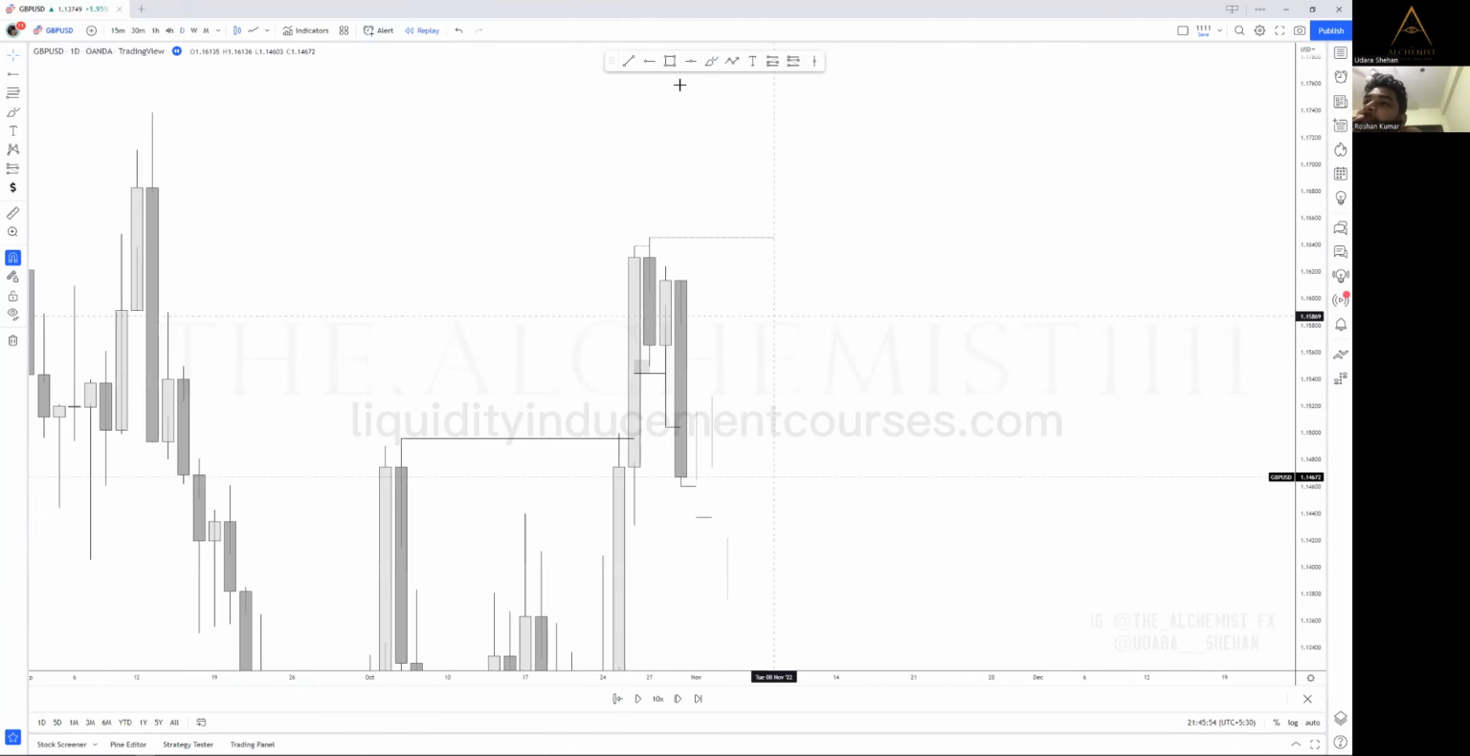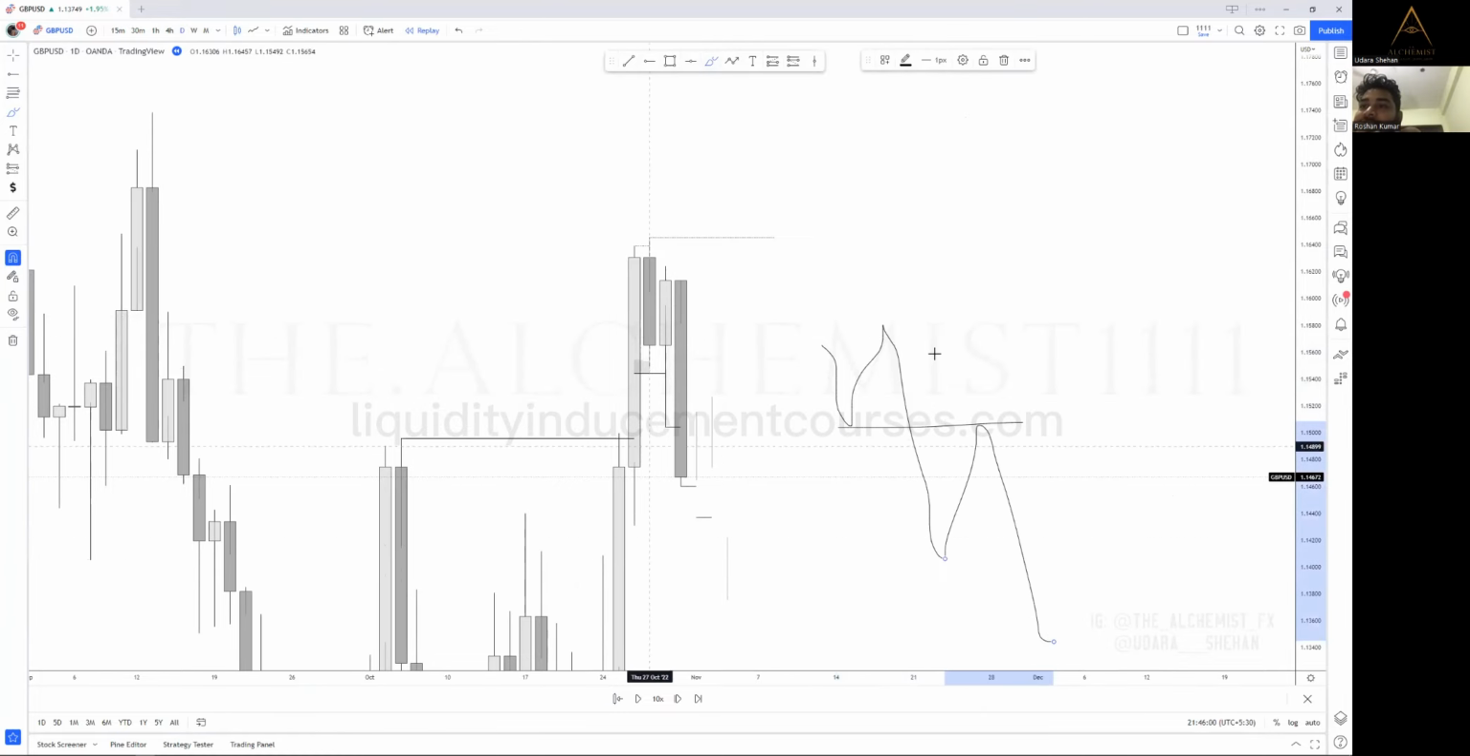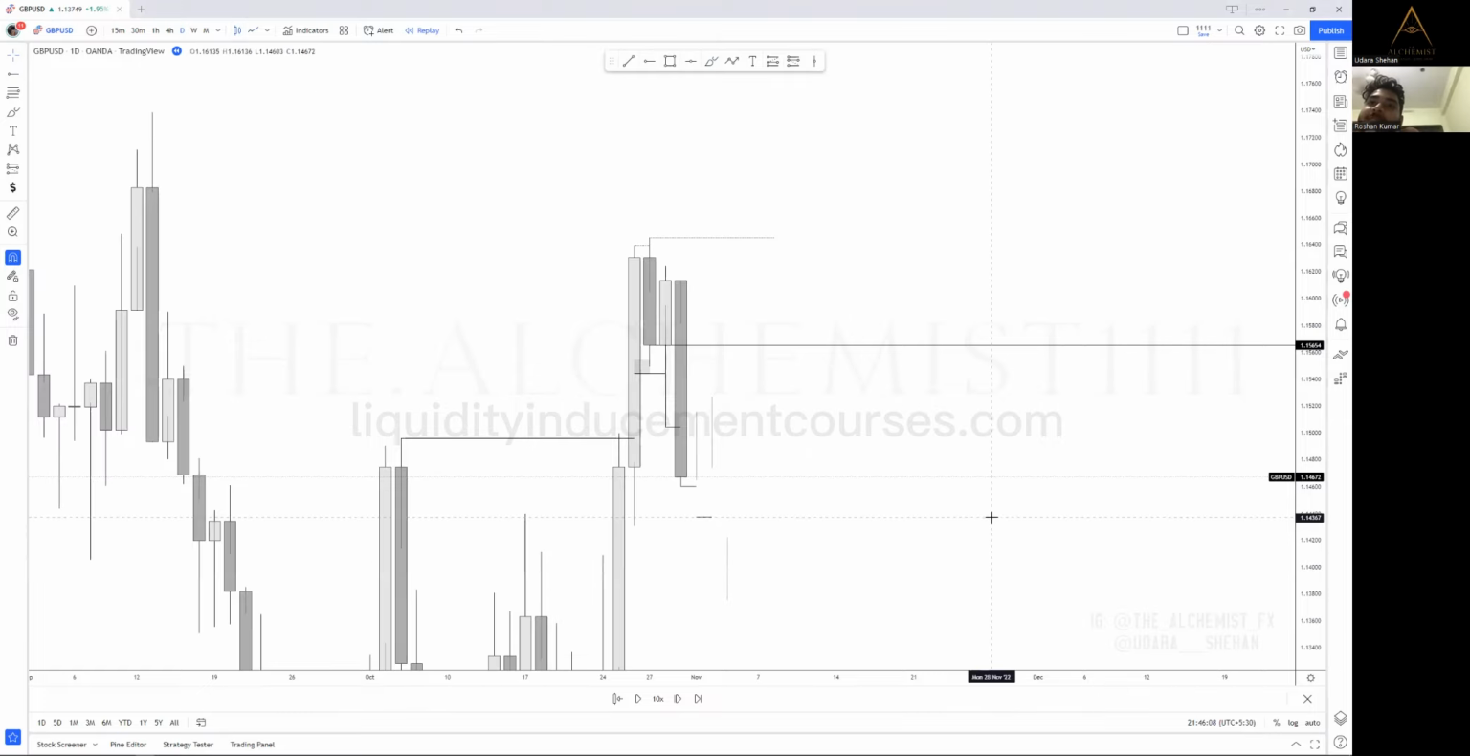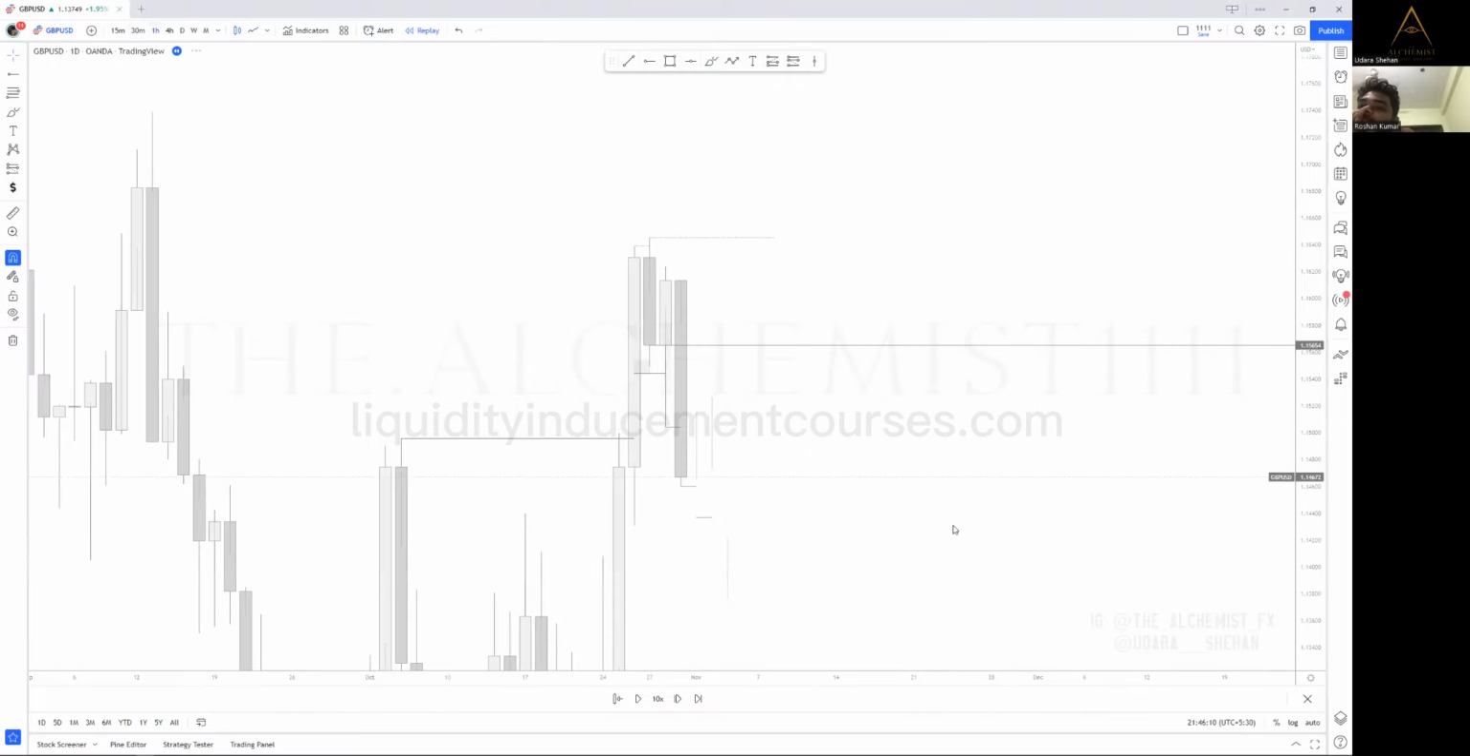What do we have? Once this breaks, what will it act as? Resistance. Resistance. Right? So now use a line chart. A support is broken. What will it do? It will act as a resistance. Draw a line. Go to lower time frame.